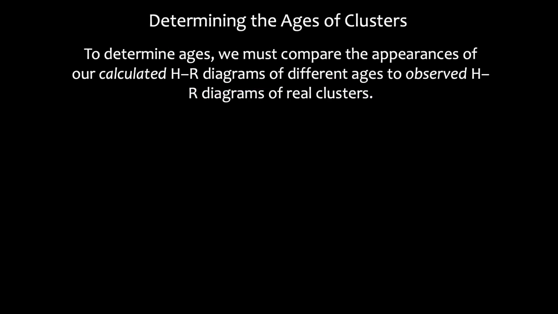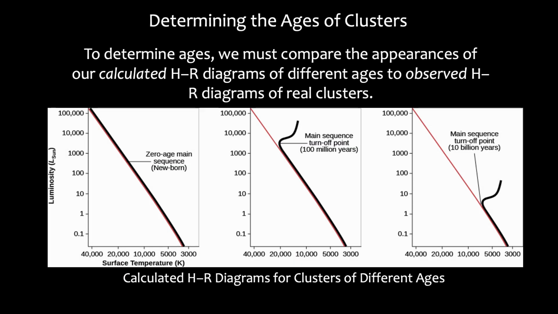So to determine ages, we must compare the appearances of our calculated HR diagrams of different ages to observed HR diagrams of the real cluster. Basically, what we do is survey the cluster and then look at its turn-off points right here. So the longer the time, the more stars move off the main sequence.